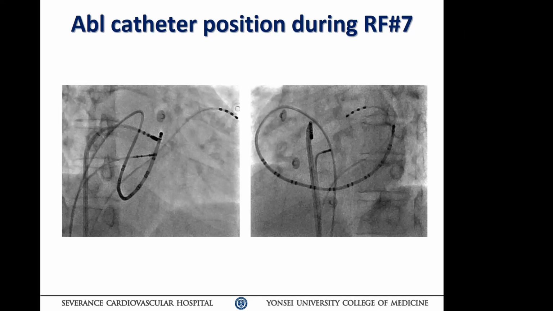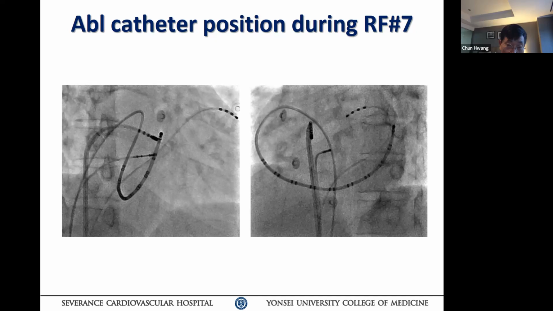Yes. So the definition between anteroseptum, okay? Anterior is what? You have to see a far field His bundle potential on your ablation catheter to be anteroseptum. When your catheter moves away from the His bundle region, the His bundle potential disappears. They already start becoming an anterior pathway.